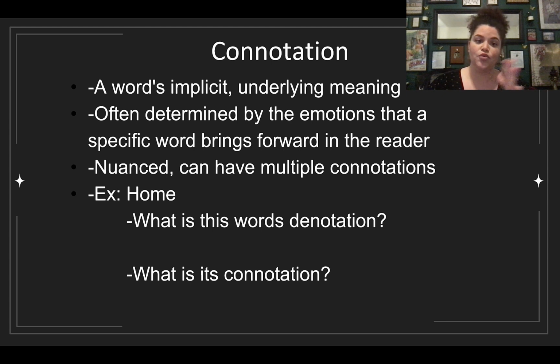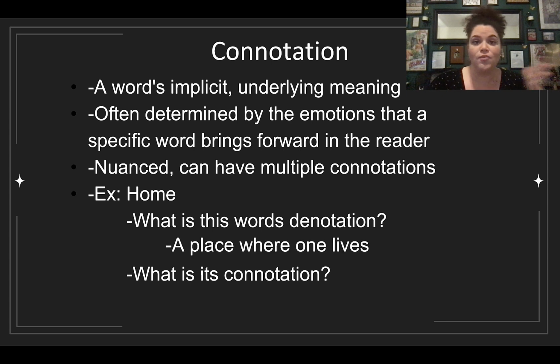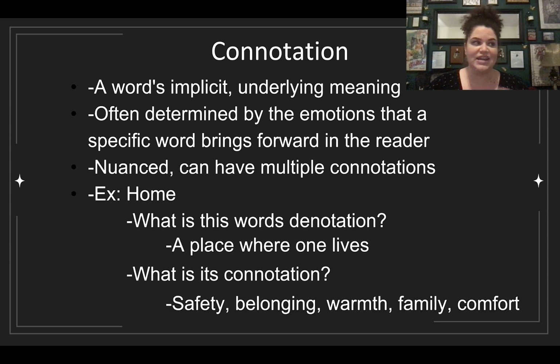So for example, the word home. The word home, denotation, dictionary definition, is a place where one lives. But the connotation attached to the word home can be multiple things, right? Safety, belonging, warmth, family, comfort. So keep that in mind. A word may have only one denotation. Sometimes it can have more, and we'll talk about that. But a word will most of the time have many connotations.